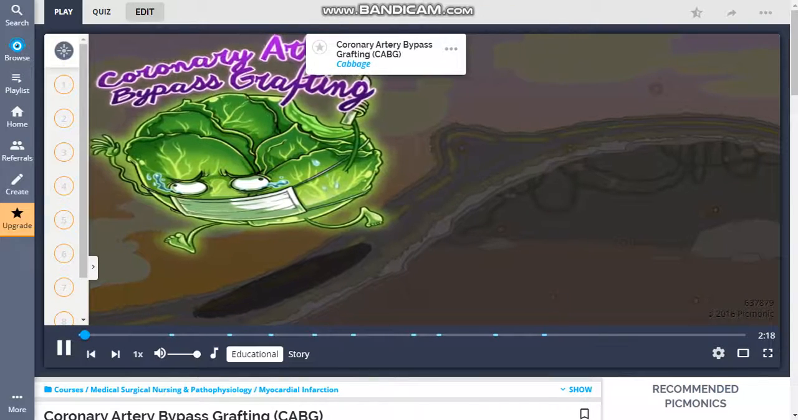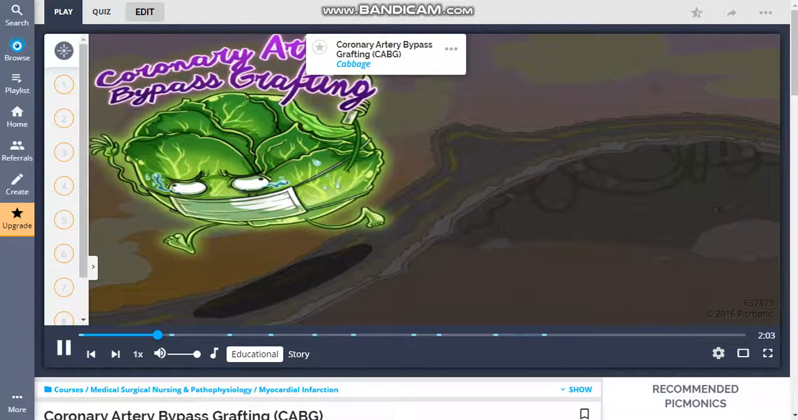Coronary artery bypass grafting, or CABG, can be remembered by the last cabbage on Earth running for his life. This is an invasive surgery in which a blood vessel is removed or redirected from one area of the body and placed around the area of narrowing to bypass the blockages and restore blood flow to the heart.